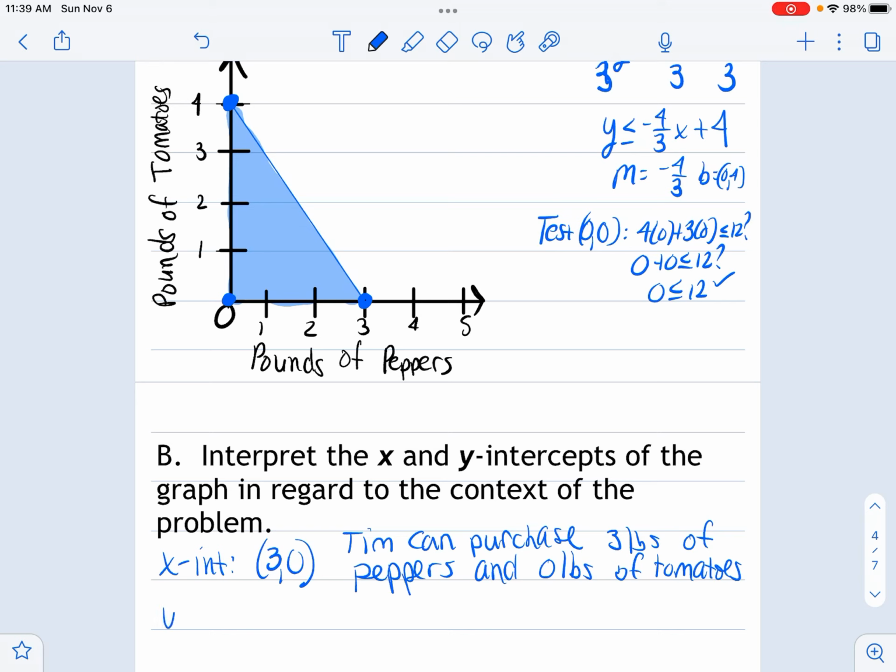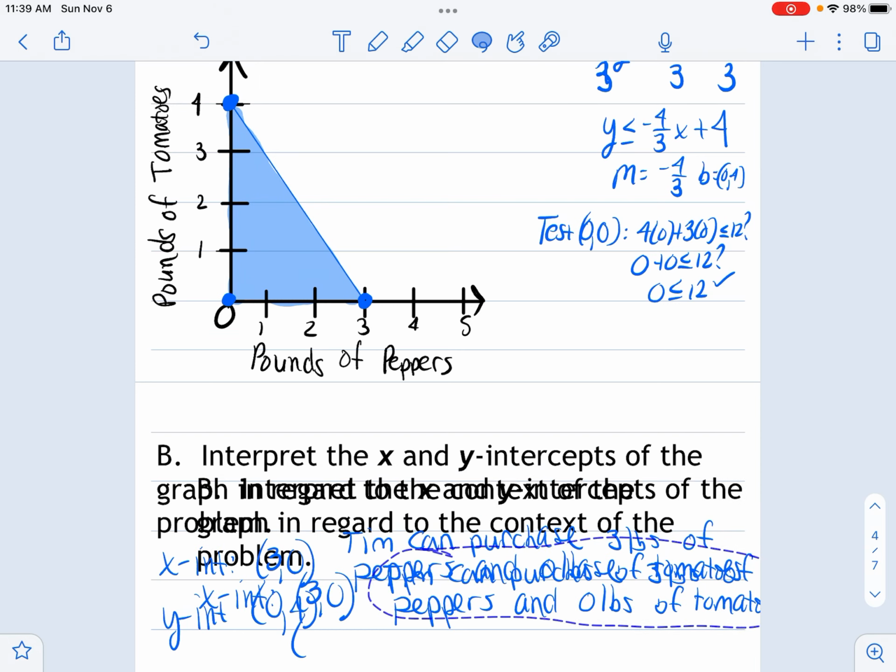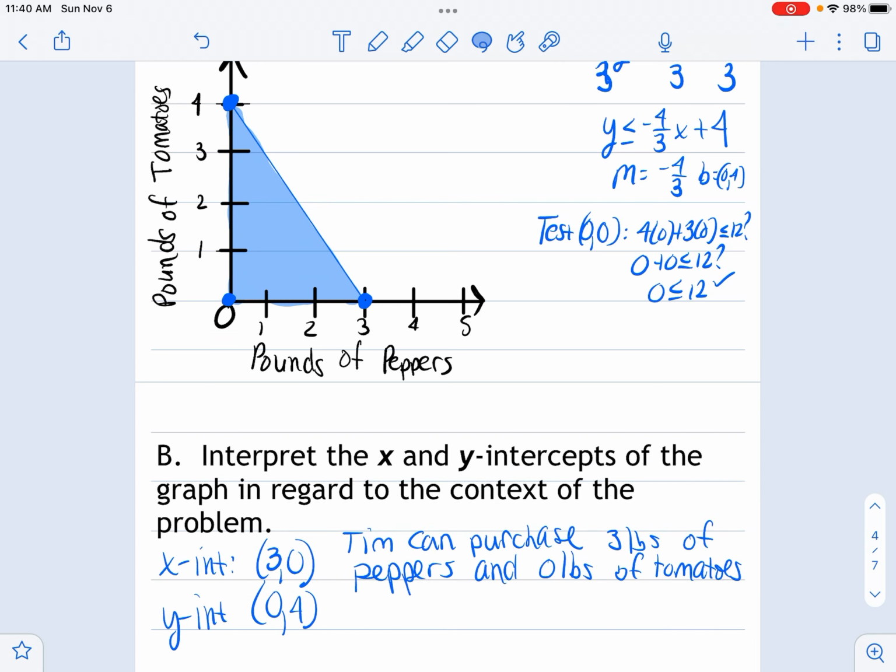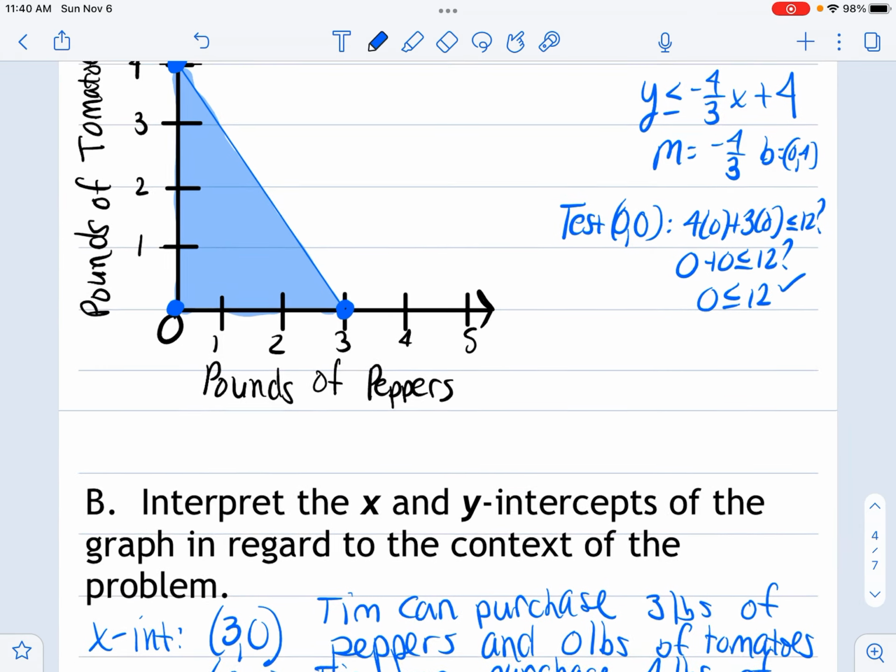And then likewise for the y-intercept, that's (0, 4). So we can say Tim can purchase 4 pounds of tomatoes and 0 pounds of peppers. All right, and I'm going to leave it there.